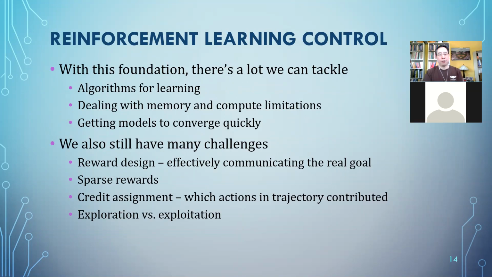From that, we still have challenges. In particular, you have to decide how you're going to formulate your problem and how you're going to do your reward design. You have to figure out how you assign credit: if you have a good or a bad outcome, which of the multiple actions you took was responsible. We have to balance exploration and exploitation. Ultimately, we're going to deal with memory and compute limitations. In the more advanced algorithms, which we haven't really touched on too much, it's about getting the models to converge quickly. Convergence may be fine theoretically if you did this infinitely long, but we don't have infinite time for problems in the real world.